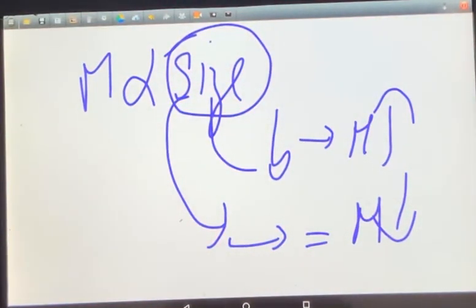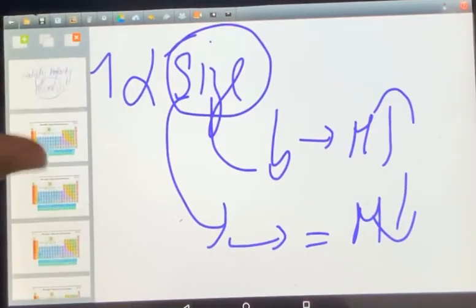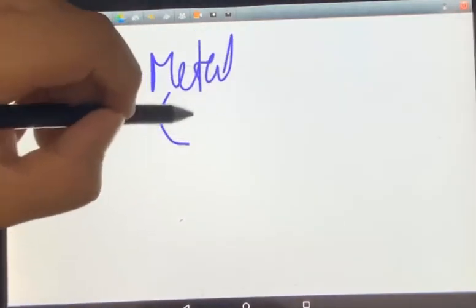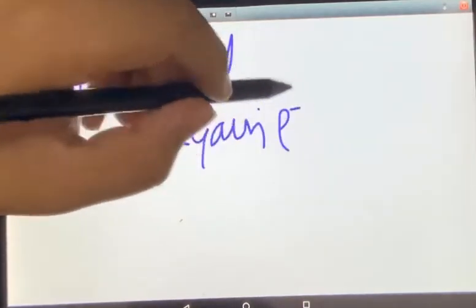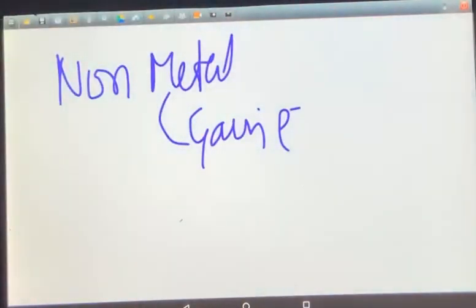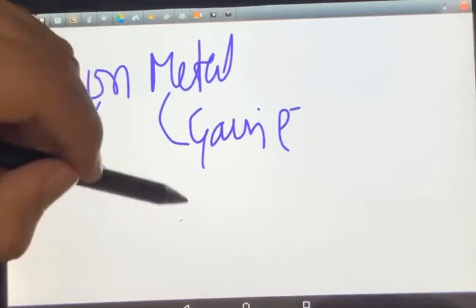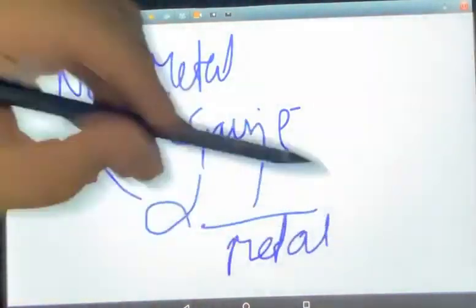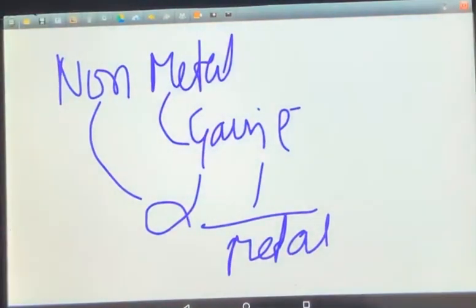Now if I talk about the non-metallic character, non-metallic character means the tendency to gain electrons. Non-metal means the tendency to gain electrons and become electronegative, isn't it? Non-metal is the opposite of metal, it is inversely proportional to metal, right? So if metallic character will increase, non-metallic character will decrease. If metallic character will decrease, non-metallic character will increase.